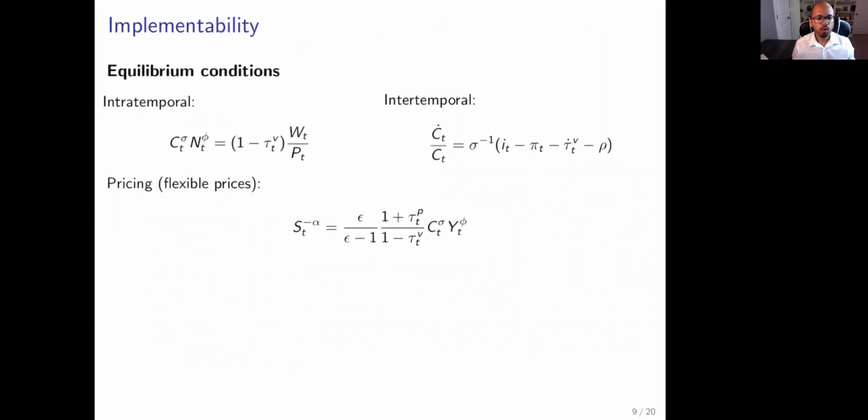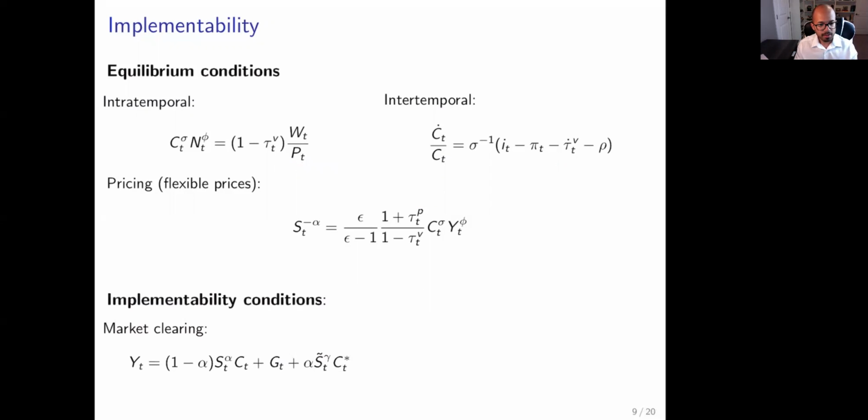All right, so what are going to be the constraints of the actual policy problem? First, some equilibrium conditions are going to pin down certain variables, but they will not be constraints on the Ramsey problem. The intertemporal condition is going to pin down the level of the real wage. The intertemporal condition is going to pin down the path of the VAT tax. And the pricing condition, and here we're seeing the flexible price version of it, pins down the level of taxes.